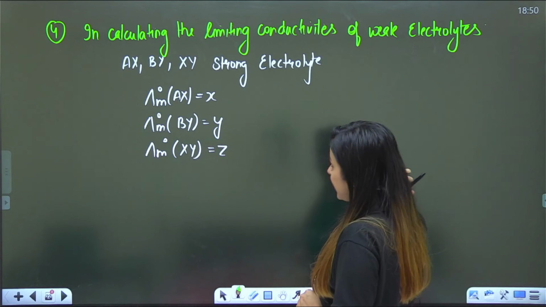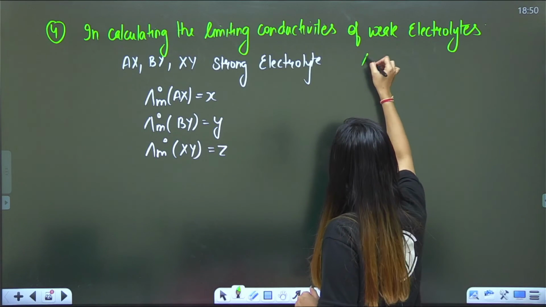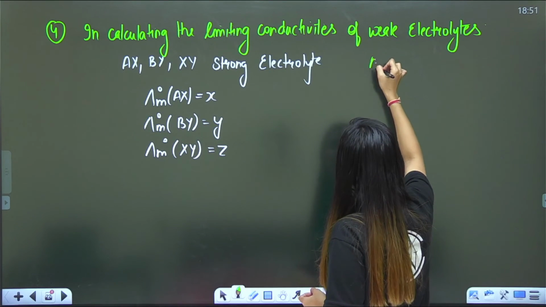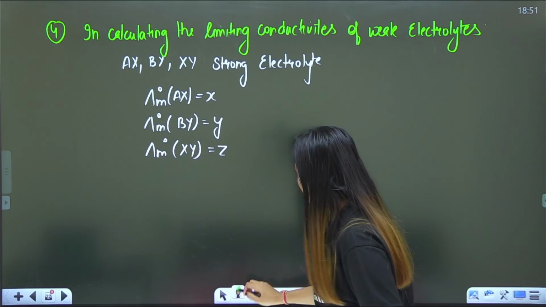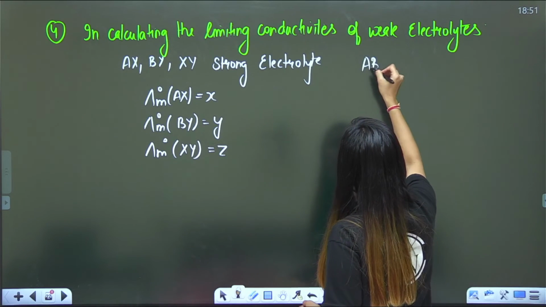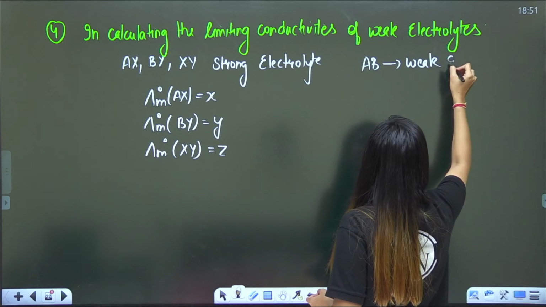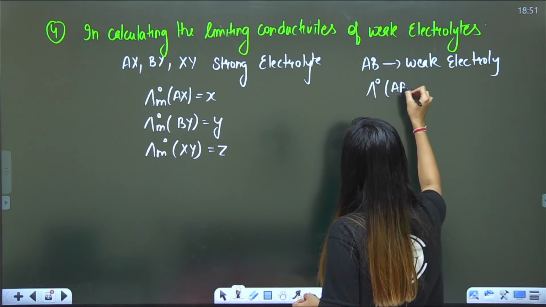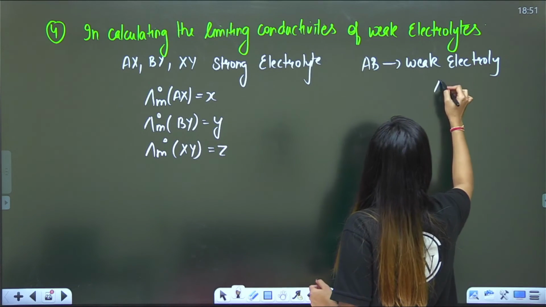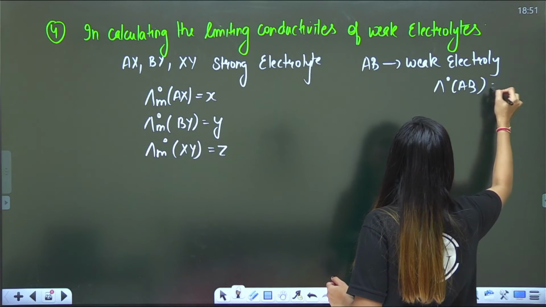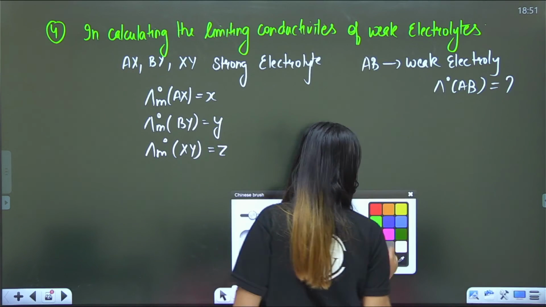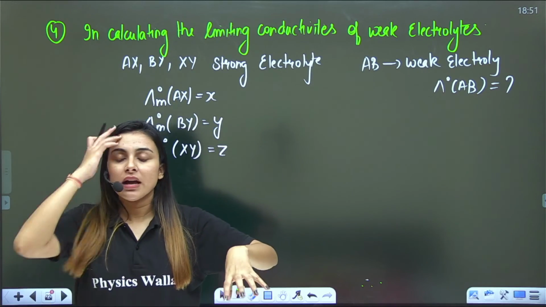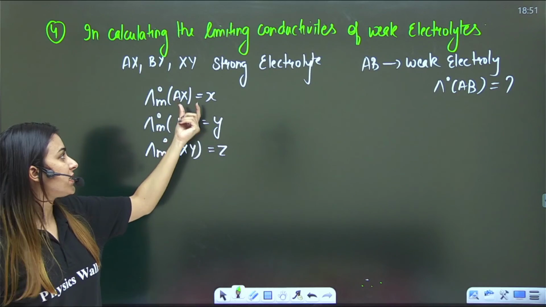Okay, and let me tell you that let's say you have AB as your weak electrolyte. So AB is your weak electrolyte. So you have to calculate actually the limiting molar conductivity of AB. So how will we do this? This is your task to do. So now let's see how we are going to achieve this. Okay, so you know that these are strong electrolytes. You will calculate their individual conductivities as X, Y and Z.